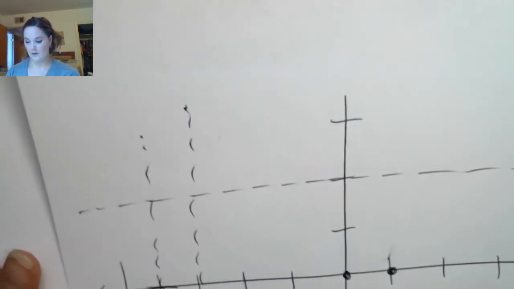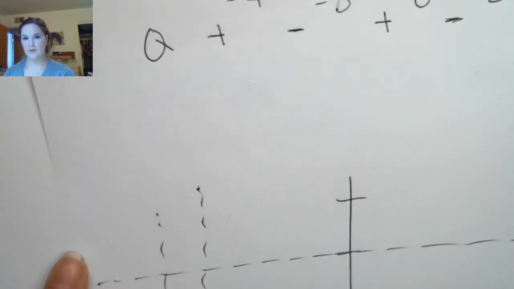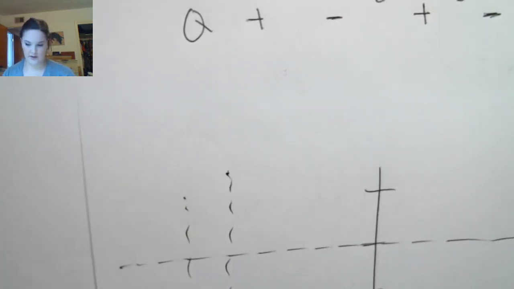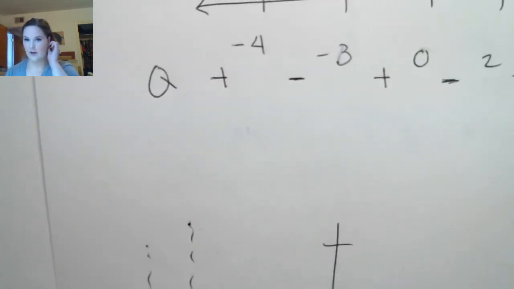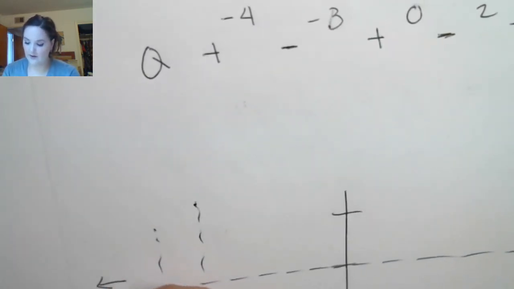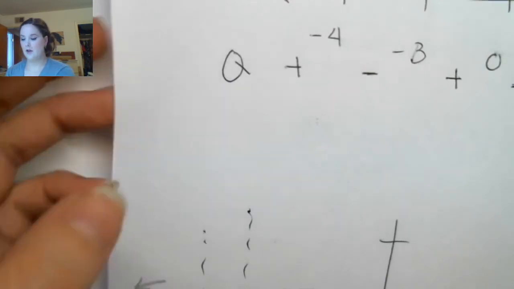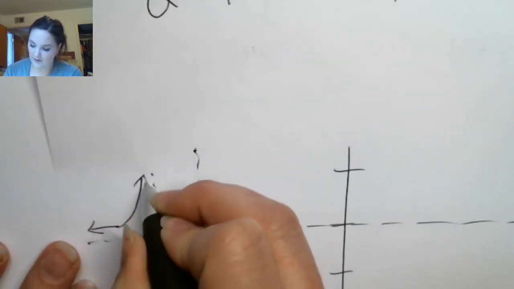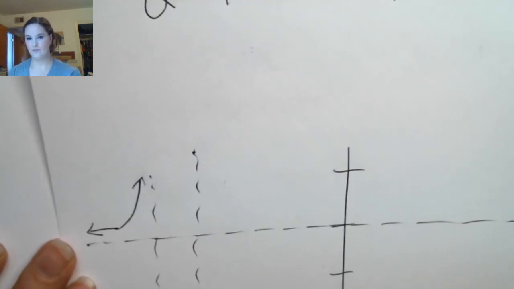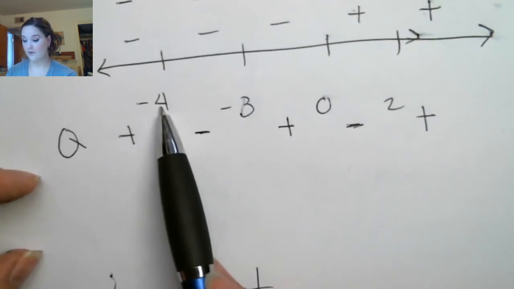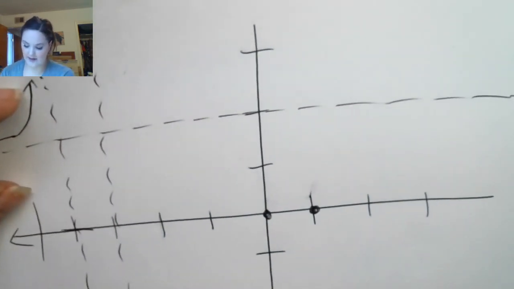So I'm going to start on the far left, which is this little part up here. Over here, if you look at the sign chart, it is positive, so I'm going to show the graph here. And because it's positive, I have to show the graph going up. Now between -4 and -3, the graph is negative, so it has to go down here.